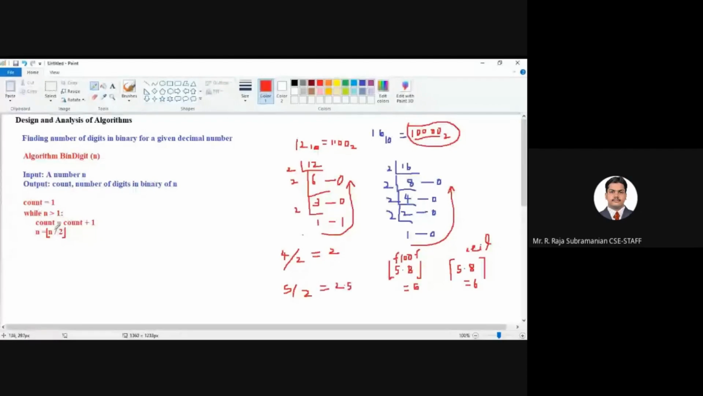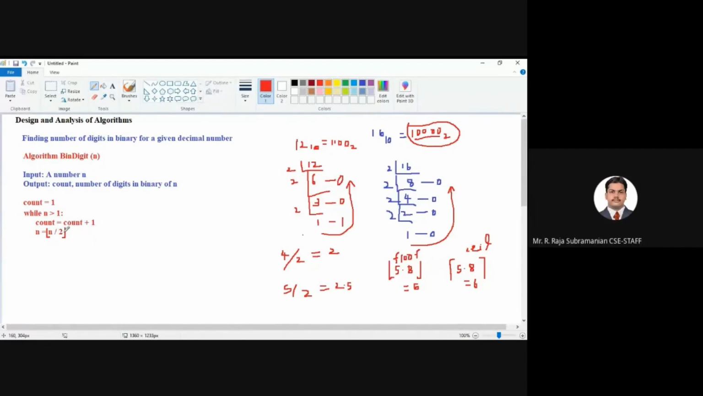6. Now 6 will again go to the while loop. 6 is greater than 1. Again it is true. Increment the count. What is the current value of count? 2 plus 1 is 3. Next, 6 divided by 2. Answer will be 3. Again 3 will go to the while loop, 3 greater than 1. Increment the count. 3 plus 1 is 4.